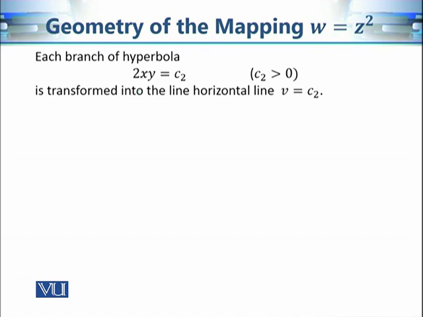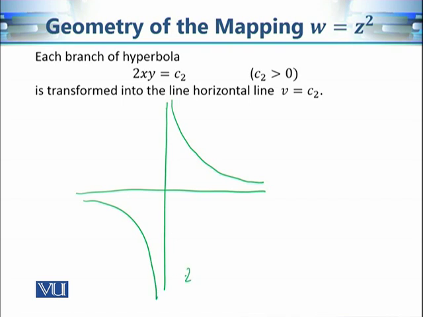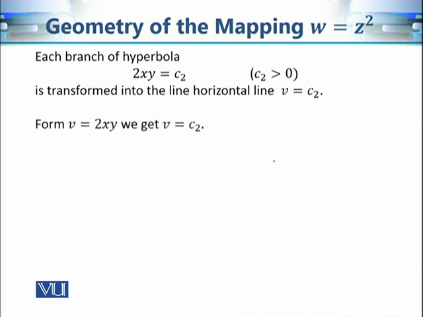Now let's consider other kinds of hyperbolas. Now these are hyperbolas of the following form. Okay, so their graphs are in the z plane. Now let's see how to calculate their images under the mapping f of z is equal to z square. Now we know that v is equal to 2xy, and if this 2xy is equal to c2, then we get v is equal to c2. So the coordinate v is always constant under this map.